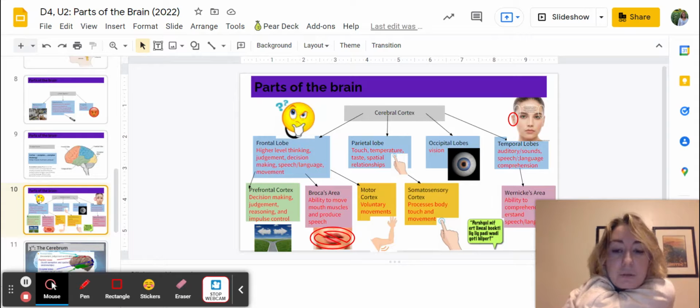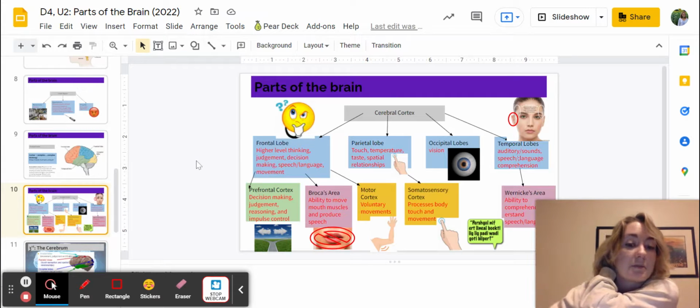So yeah, you can think Broca area, broken speech. Because if your Broca's area is broken, your speech will be broken. You cannot talk because your muscles can't move properly. And then we've got our motor cortex.